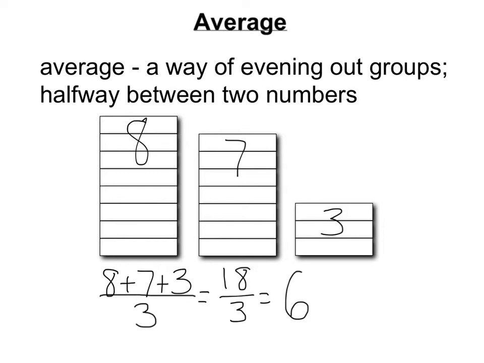If we look at the stacks, that should make sense. I can take 2 away from the 8, which would bring it down to 6. I can take 1 away from the 7 to bring it down to 6. And then 1 and 2 makes 3, which if we add 3 on top of 3, that would also be 6.